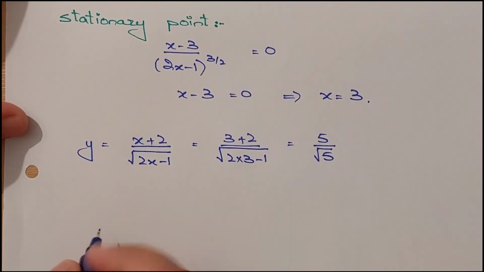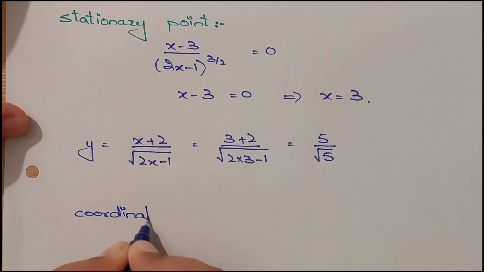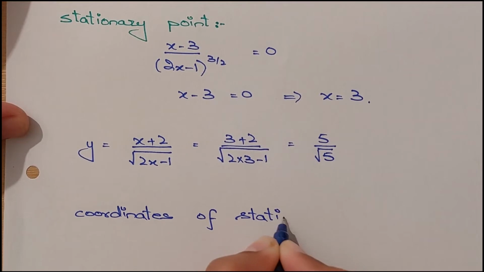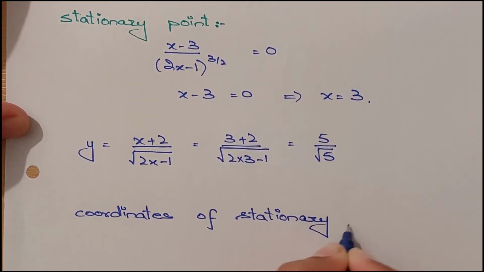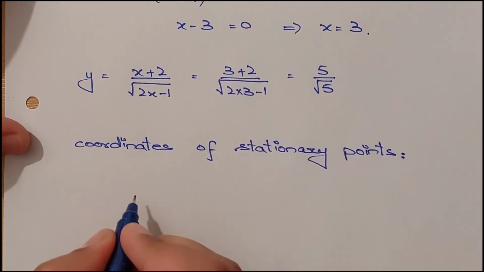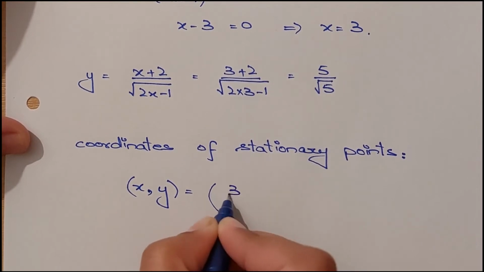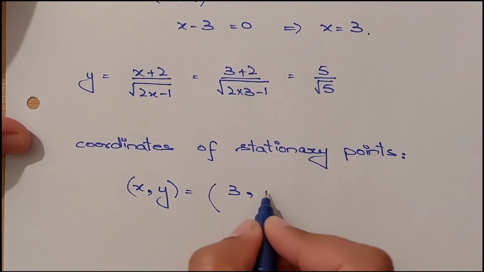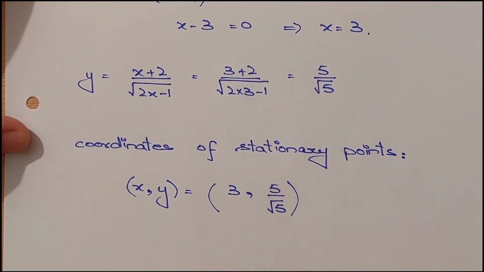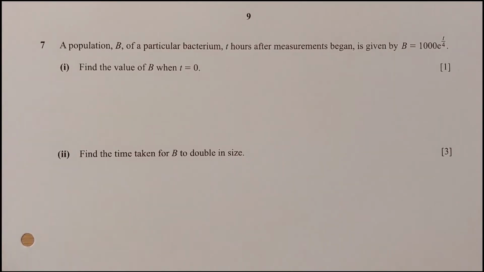So we can say that the coordinates of the stationary points are, we have x, y coordinates. x is equal to 3 and y equals 5 over square root of 5. This is also equal to square root of 5, or you can keep it as it is or in decimals, that's fine.